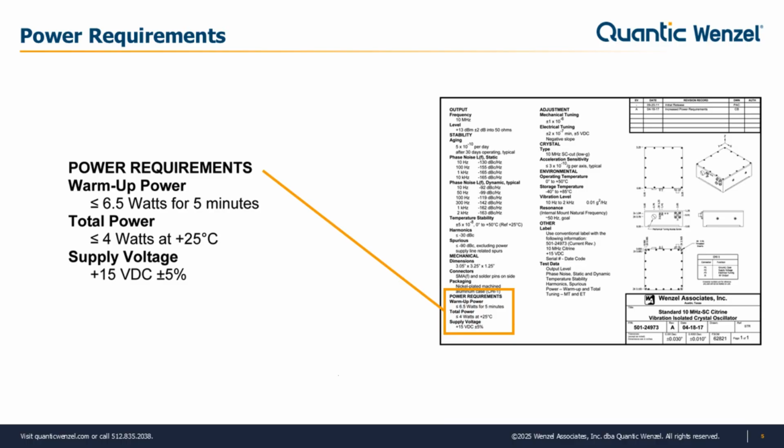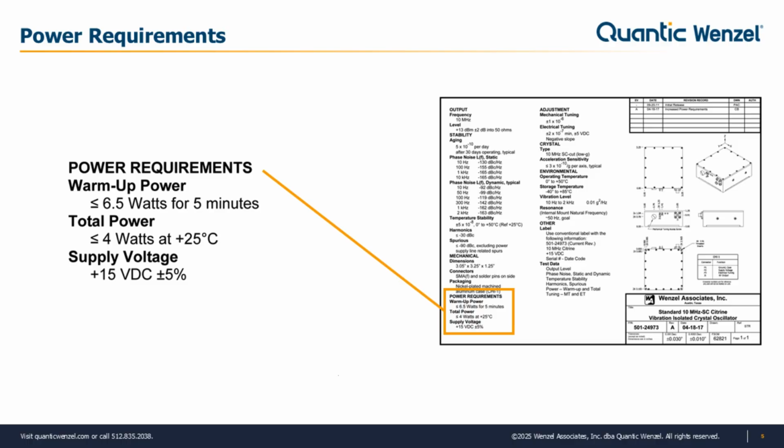The warm-up power is the power required when the DC power supply is connected to the device and the internal oven is warming up. The warm-up power specification lists the maximum power in watts that the device may draw during the warm-up period as the internal circuitry heats up to operating temperature. The maximum warm-up time is specified in minutes. When the internal circuitry has reached the operating temperature, the power consumption will decrease and stabilize.